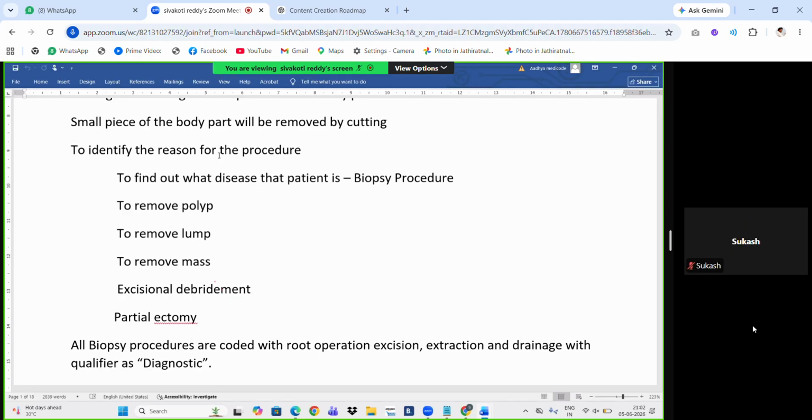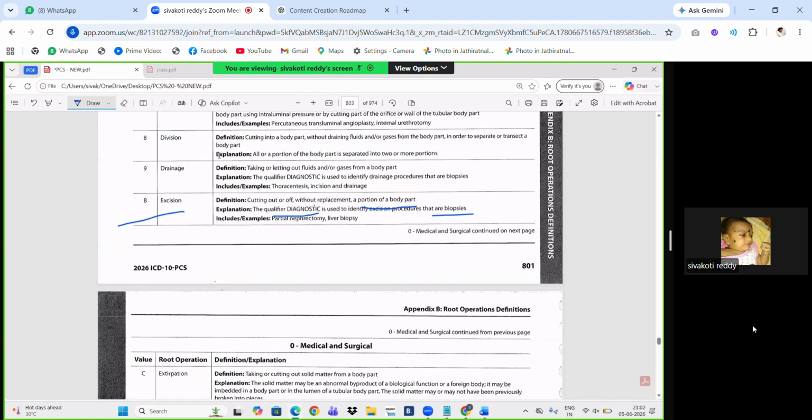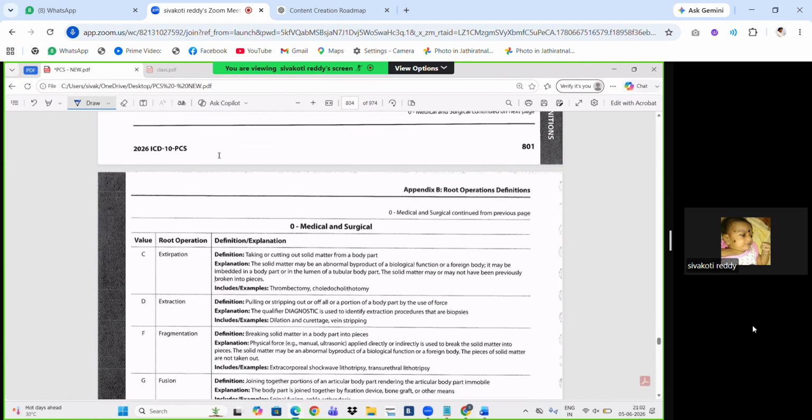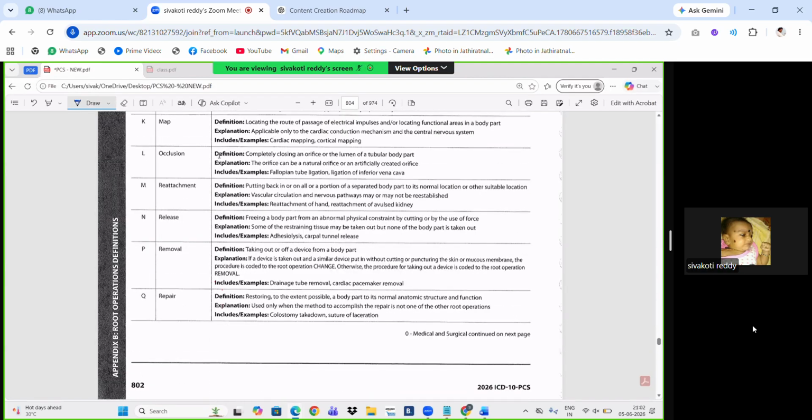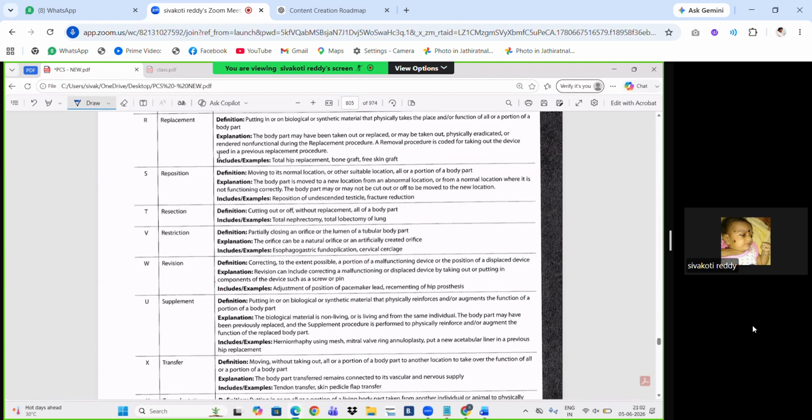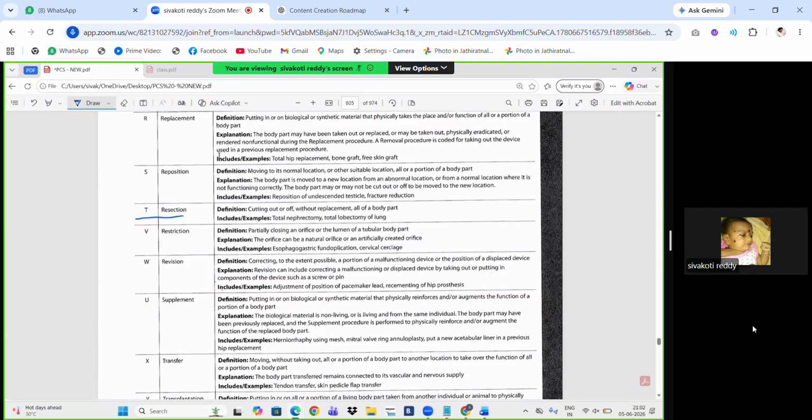Yes, sir. Next, note down the resection root operation. We can practice these two root operations together because they are similar. Resection means cutting out, without replacement, all of a body part. Here also no replacement. They will remove all of your body part. If they remove a portion of the body part, excision. If they remove the complete or all of the body part, resection. That's it.